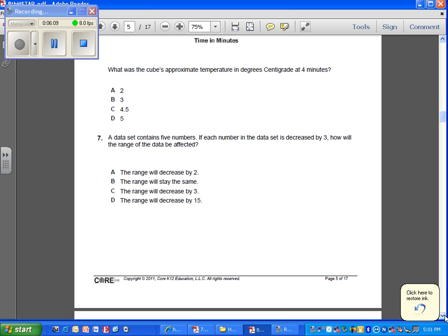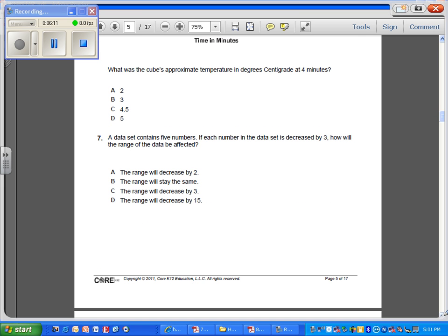Data contains 5 numbers. If each number in the data set is decreased by 3, how will the range be affected? Range is greatest minus the least. And if they all decrease by 3, the range will stay the same. And I had some students that came up with 5 numbers and then they decreased them all by 3, and yeah, they got the same.